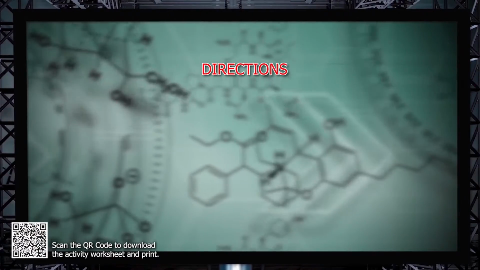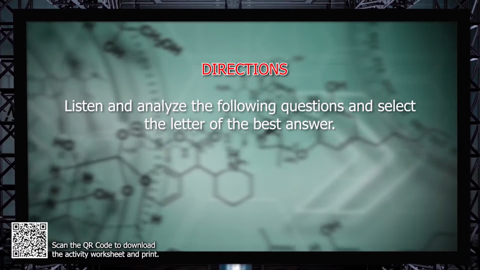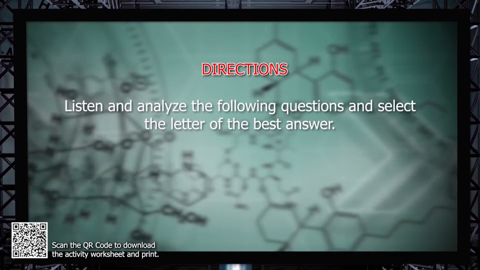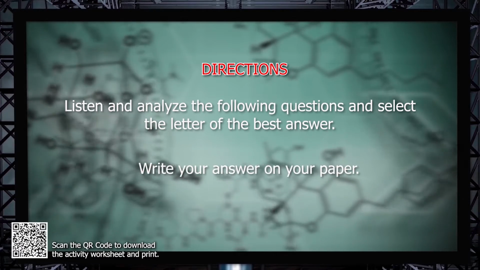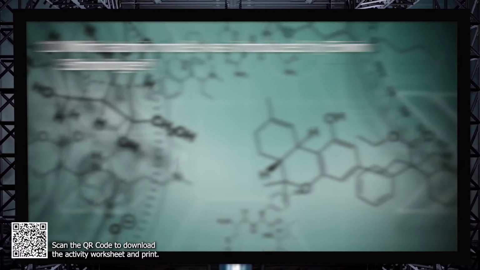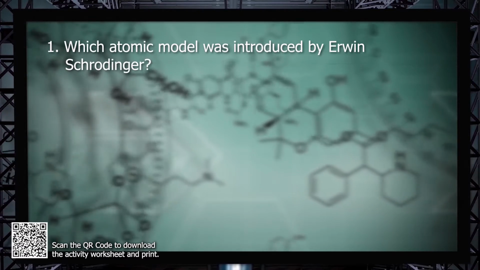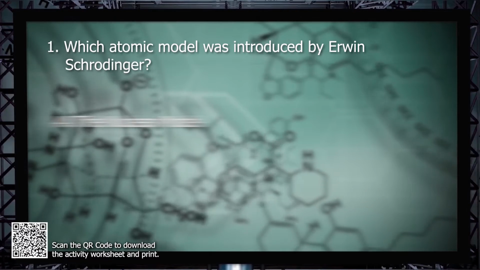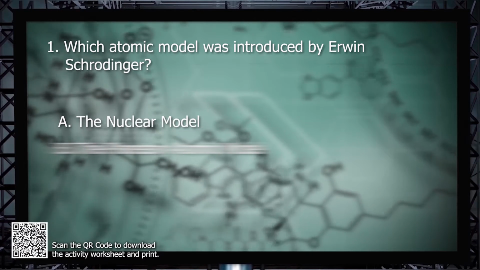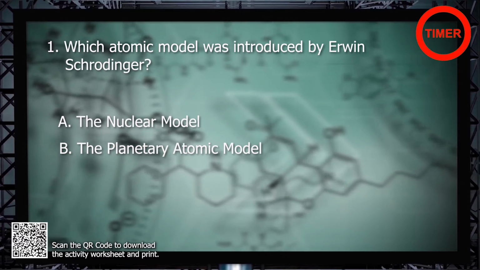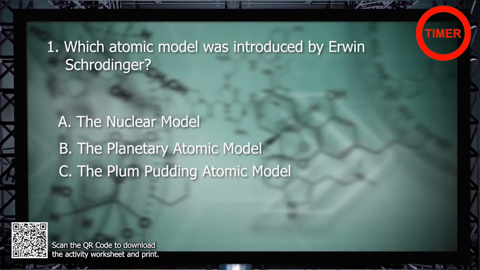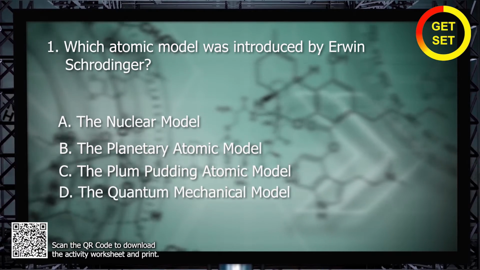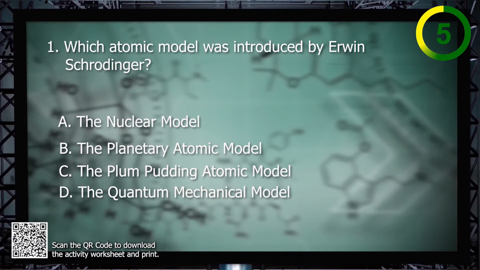Directions. Listen and analyze the following questions and select the letter of the best answer. Write your answer on your paper. Number 1. Which atomic model was introduced by Erwin Schrödinger? A. The nuclear model. B. The planetary atomic model. C. The plum pudding atomic model. D. The quantum mechanical model.